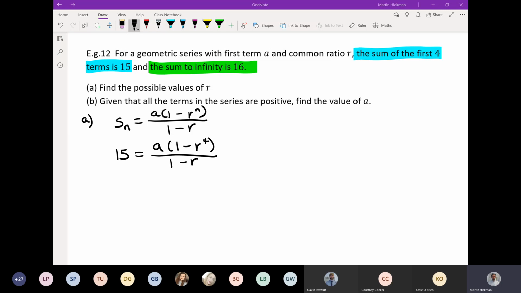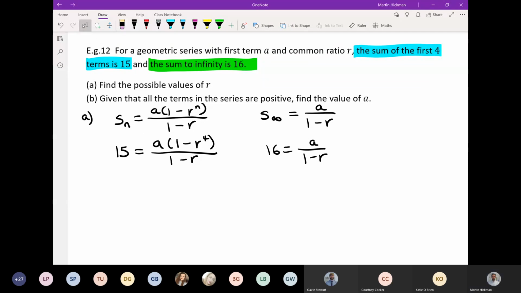Okay, excellent. I can see some fantastic responses here. That's really brilliant to see from everyone. Normally I try and read out the names, but there's so many of you that got this, so that's good to see. So the sum to infinity is 16, and then we just write a over 1 minus r.